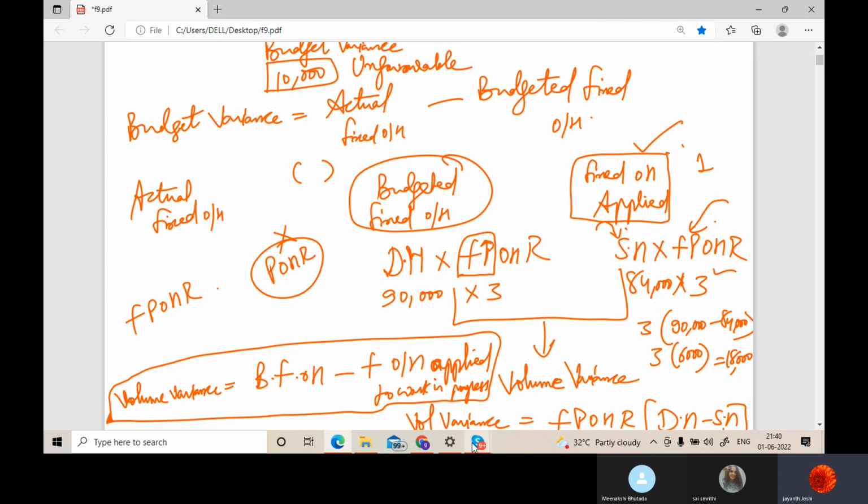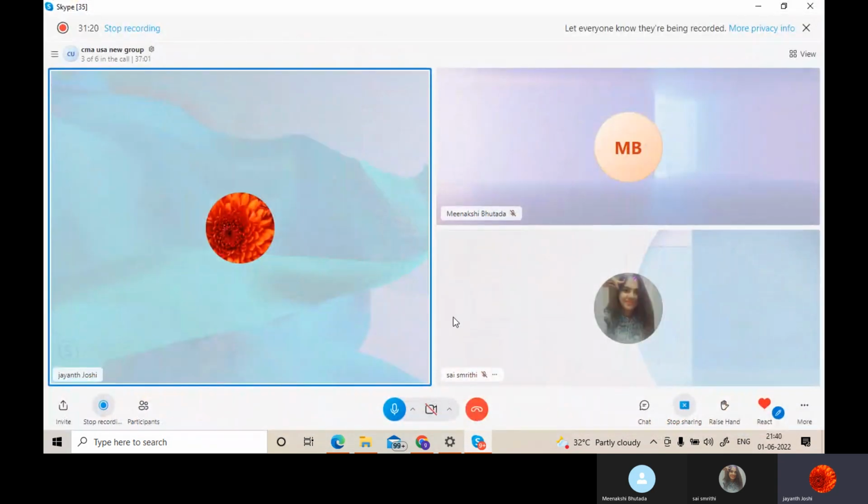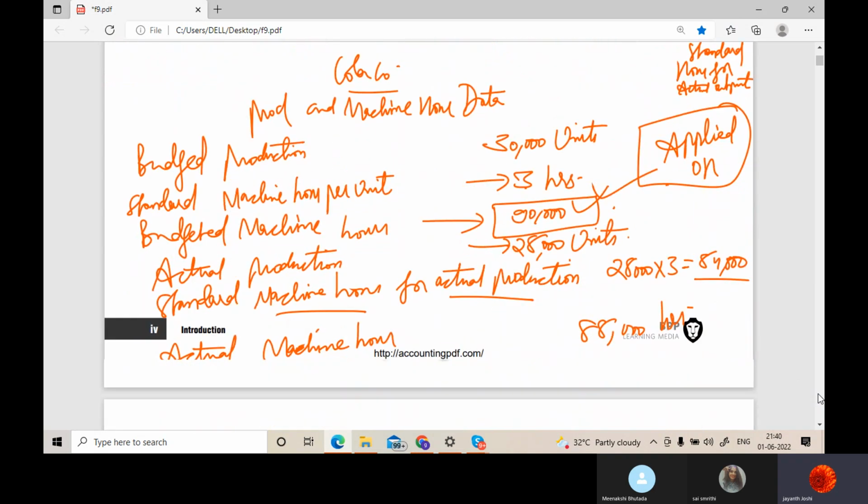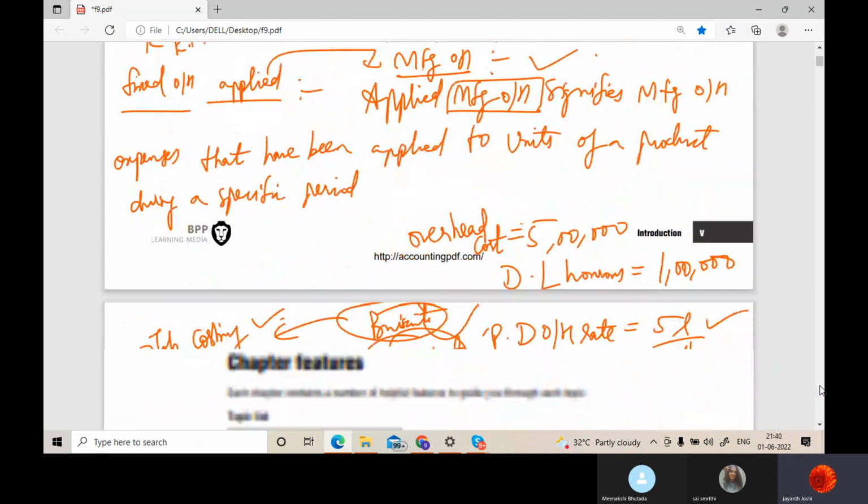Finish. This is all about the overhead variances. Fixed and variable we have already finished. Fixed we have done today. We are done with this chapter.